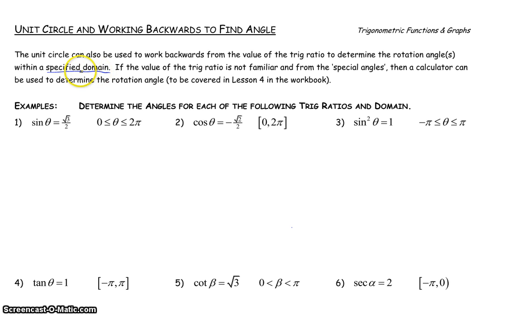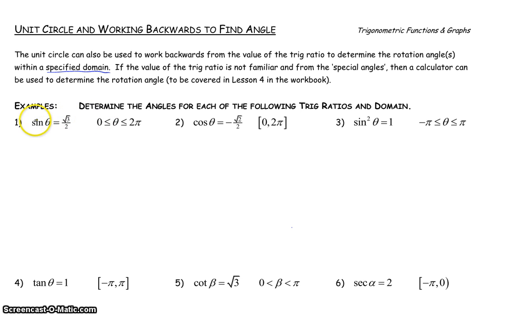That domain is not always going to be from 0 to 2 pi. It's going to switch up and change around. If the value of the trig ratio is not familiar to you and not from the special angles that we covered with the unit circle, then a calculator can be used to determine the rotation angle. That will be covered in our next lesson, which is lesson 4 in your workbook. We're kind of switching things up. We're actually doing lesson 4 after lesson 5 that you've already discovered with the last one.